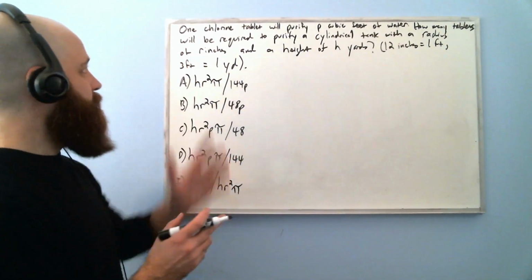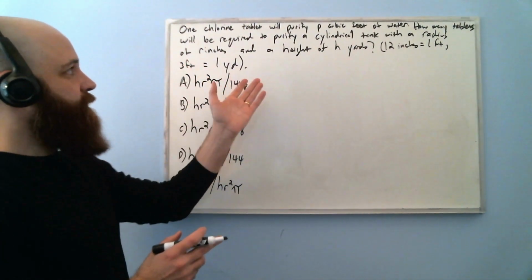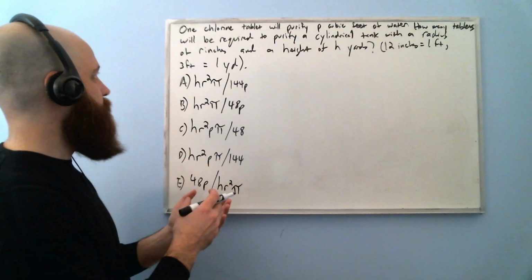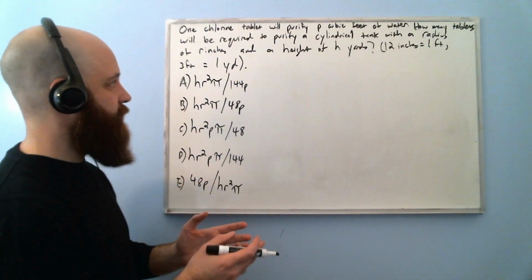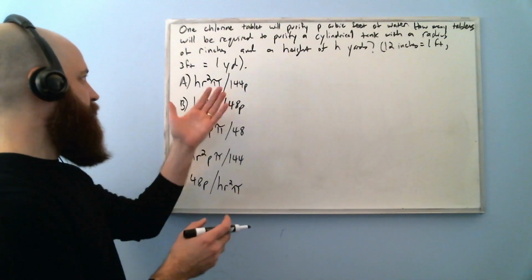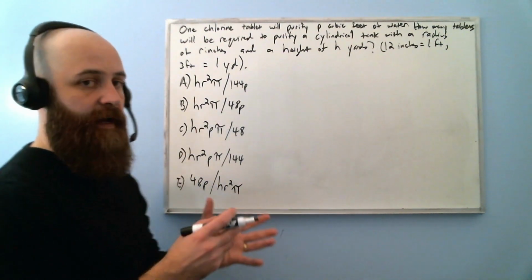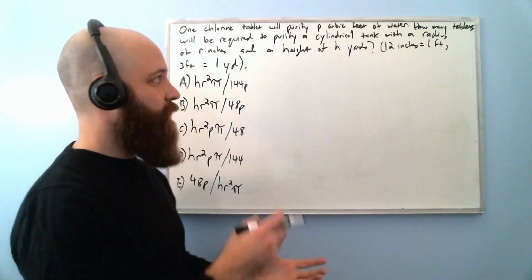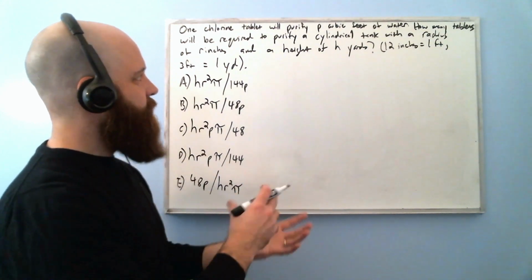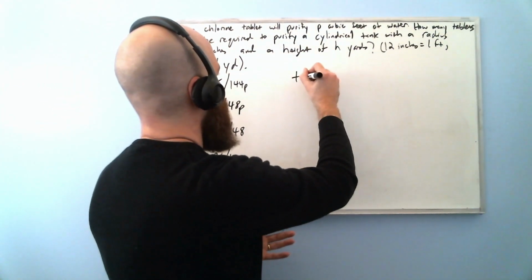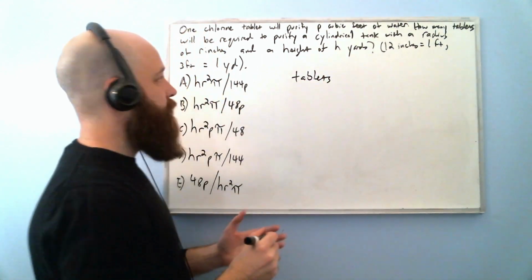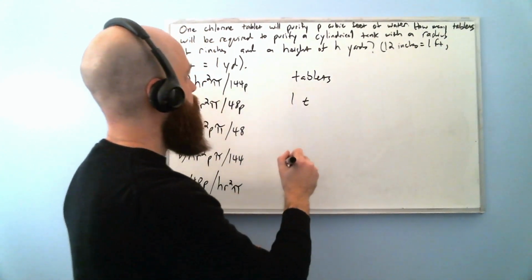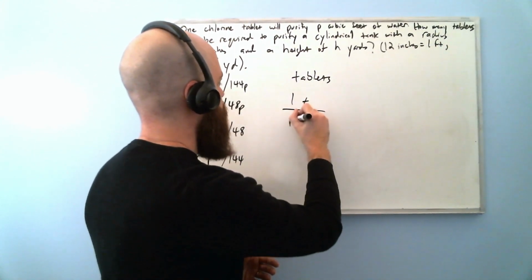All right, so 1 chlorine tablet will purify p cubic feet of water. How many tablets will be required to purify a cylindrical tank with a radius of r inches and a height of h yards? And we're told 12 inches is 1 foot, 3 feet is 1 yard. Okay, so I want to know how many chlorine tablets I need to purify a certain amount of water. And I'm given all these units, so I'm thinking about units for this question, and ultimately I want to find tablets. So what am I told about these tablets? Well, 1 tablet, so I'll say 1T, will purify p cubic feet of water.